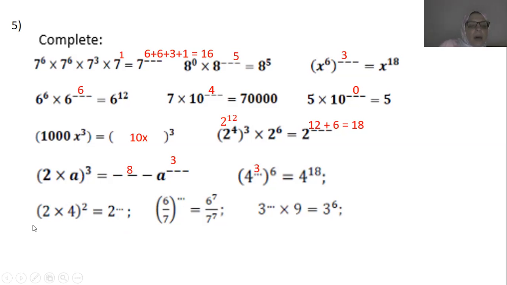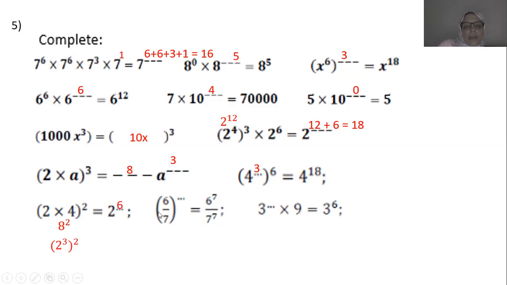Now 2 times 4, all of it squared, equals a to the power how much? First, here I multiply 2 times 4, which is 8. So I get 8 squared is equal to 2 to the power of blank. Now 8 squared is equal to 2 to the power what? Here we have a prime number and here we have not a prime number, so we make it prime. So it is 2 cubed, all of it squared, is equal to 2 to the power how much? So 3 times 2 is 6.